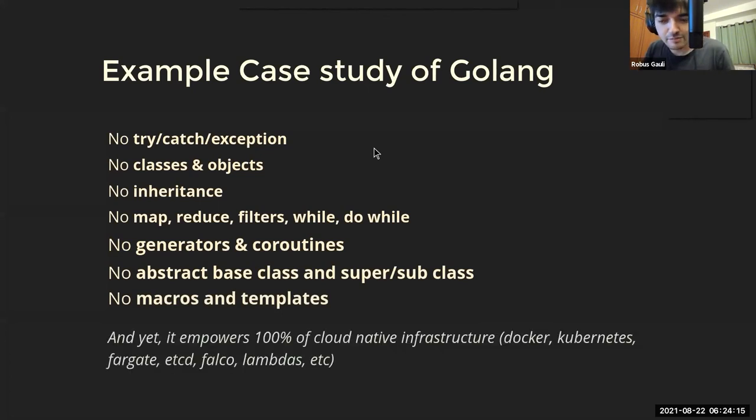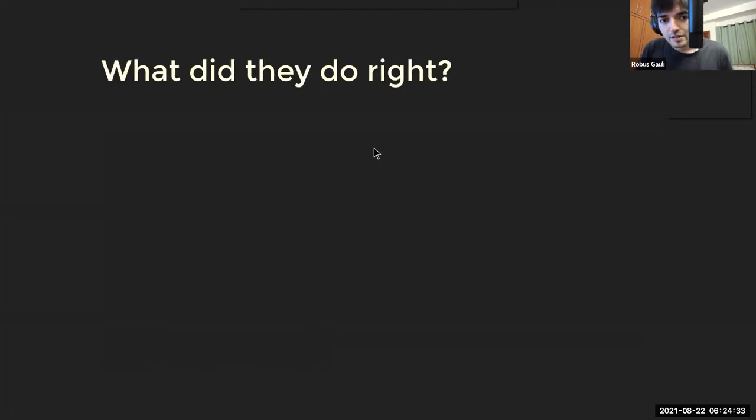But it empowers 100% of cloud native infrastructure. Your Docker, your Kubernetes, your Falco, your Lambdas, everything is written in Golang, right? So something must be right there, right? If these kinds of constructs are not available in the language, there must be something that they are doing right. So what did they do right? That's the question here.